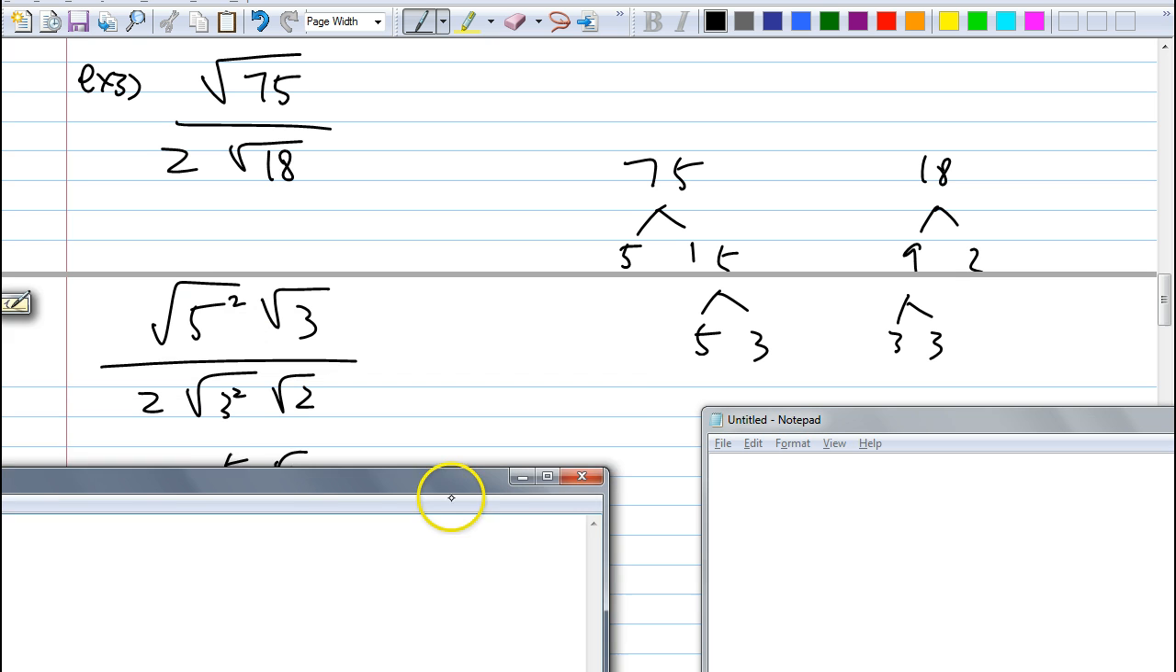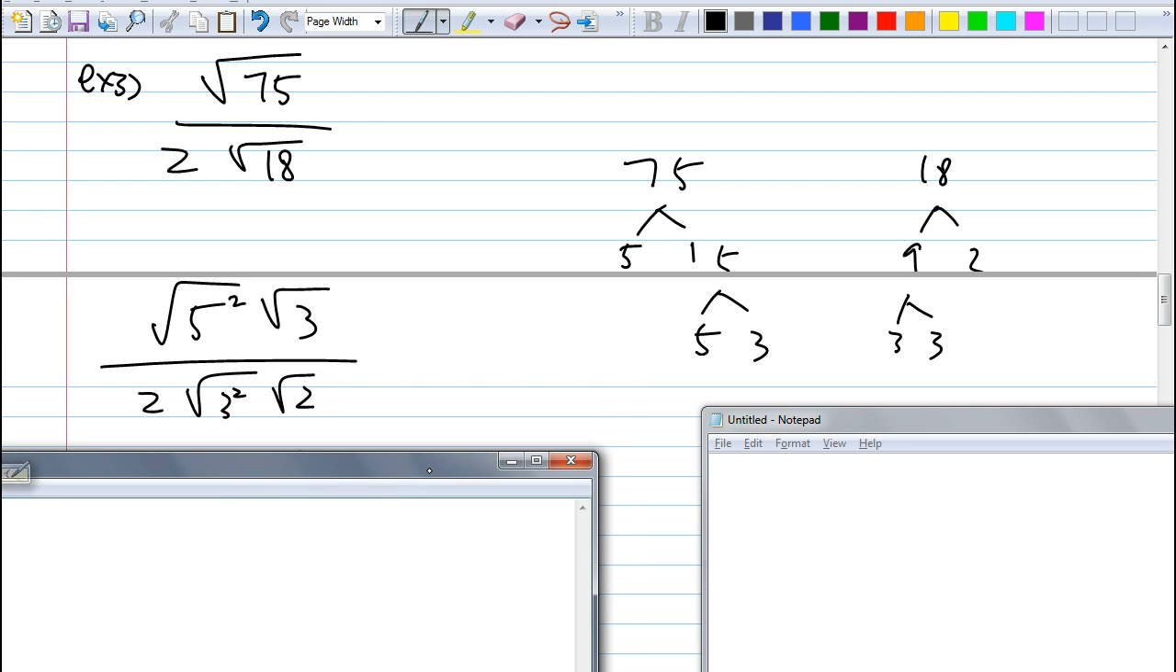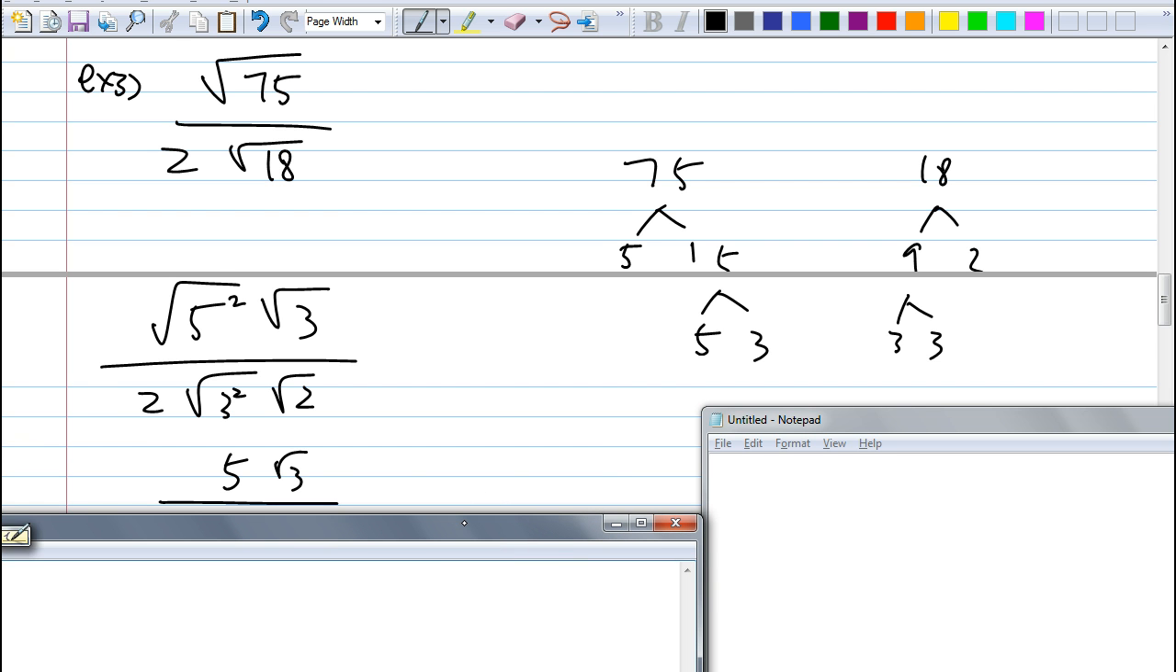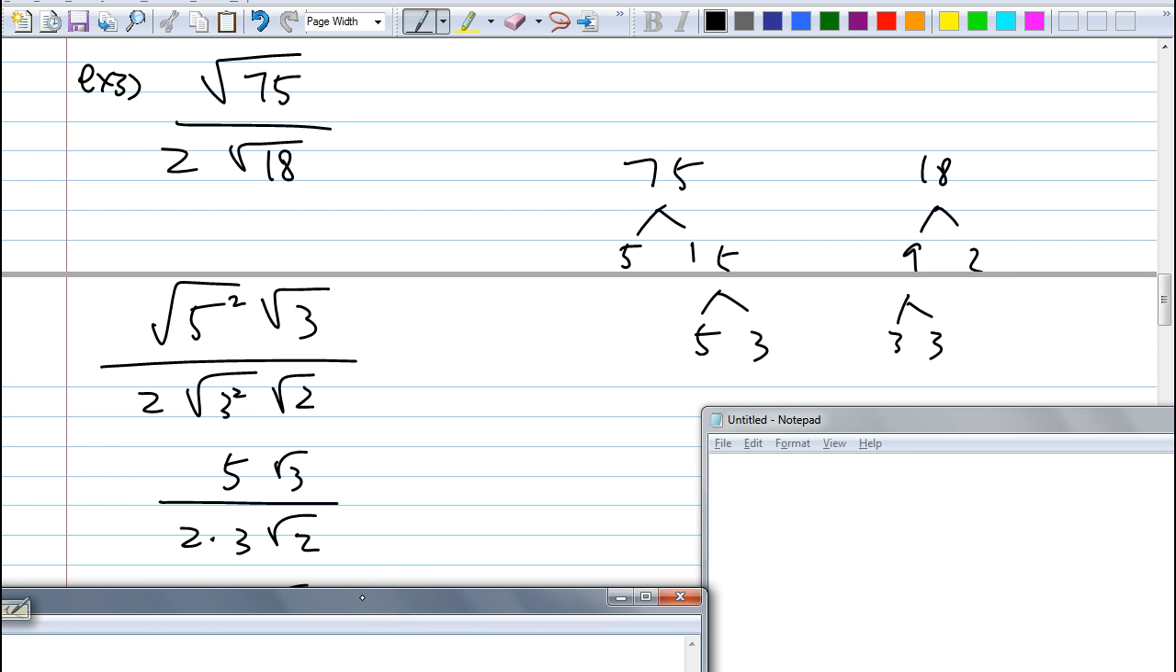So did anybody do this? Square root of 5 squared times rad 3 over 2 times square root of 3 squared times rad 2. Right? And so what does this simplify to? James, what do we get? 5 rad 3 on the numerator, and then the bottom we get 2 times 3 times rad 2. Easy enough? Isn't that a lot simpler? So don't just try to rationalize the denominator from the very beginning. Always simplify. It's going to make your life a lot easier.